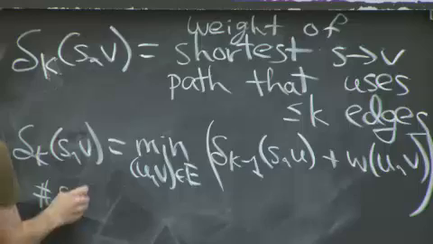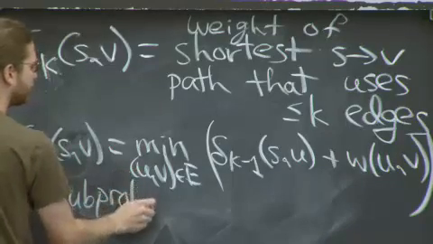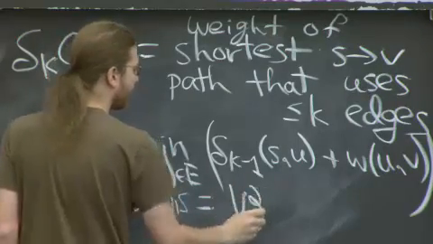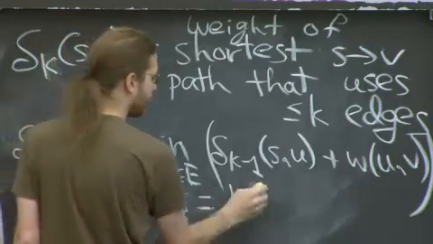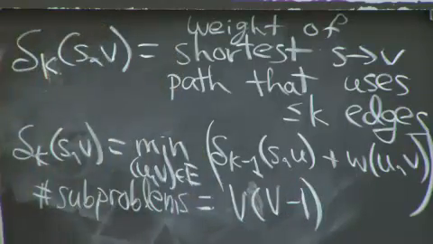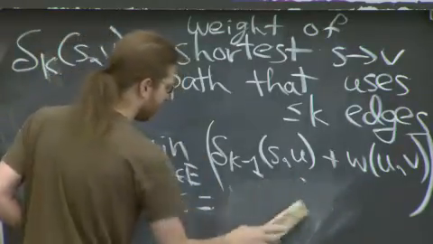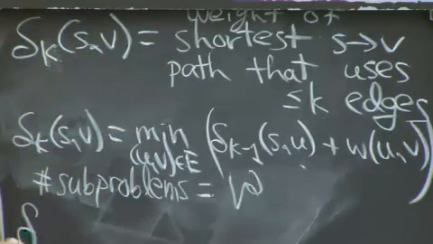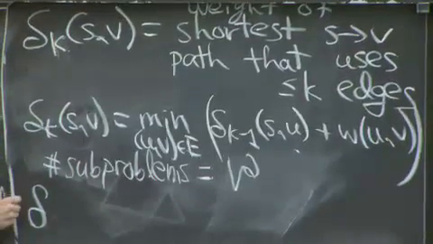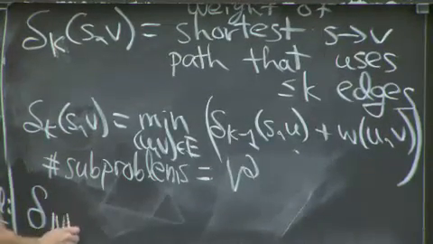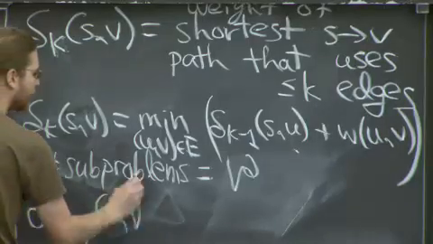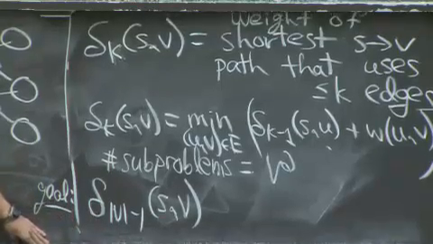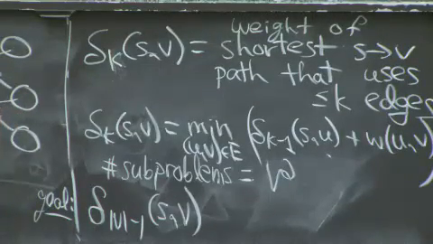The number of subproblems now is V squared. Technically, V times V minus 1, because I really, or actually V squared, sorry. Get it right. I start at 0. And what I care about, my goal, is delta sub V minus 1 of SV. Because by Bellman-Ford analysis, I know that I only care about simple paths, paths of length at most V minus 1. I'm assuming here no negative weight cycles.